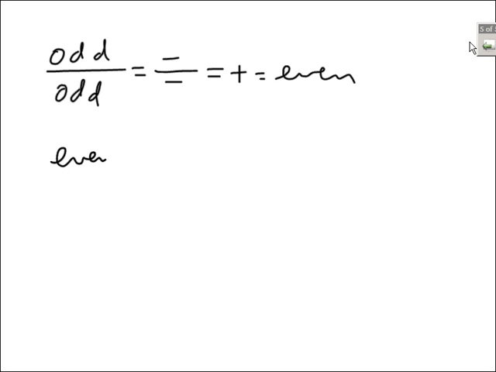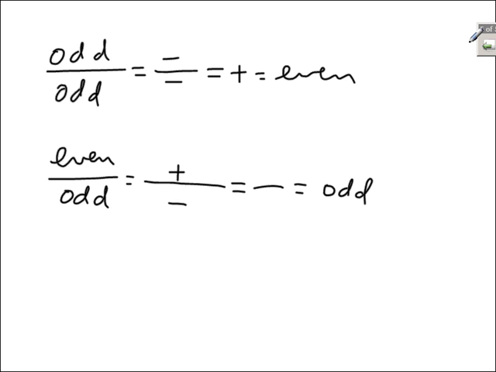If you have an even function and you divide it by an odd function, even is positive, odd is negative. Positive over negative is negative. Negative is odd. If you have an odd function divided by an even function, in case of polynomials, if the top one has all odd exponents and the bottom one has all even exponents, you have an odd over an even. Think of odd as negative. Think of even as positive. When you divide and the signs are different, you get negative, which is odd.